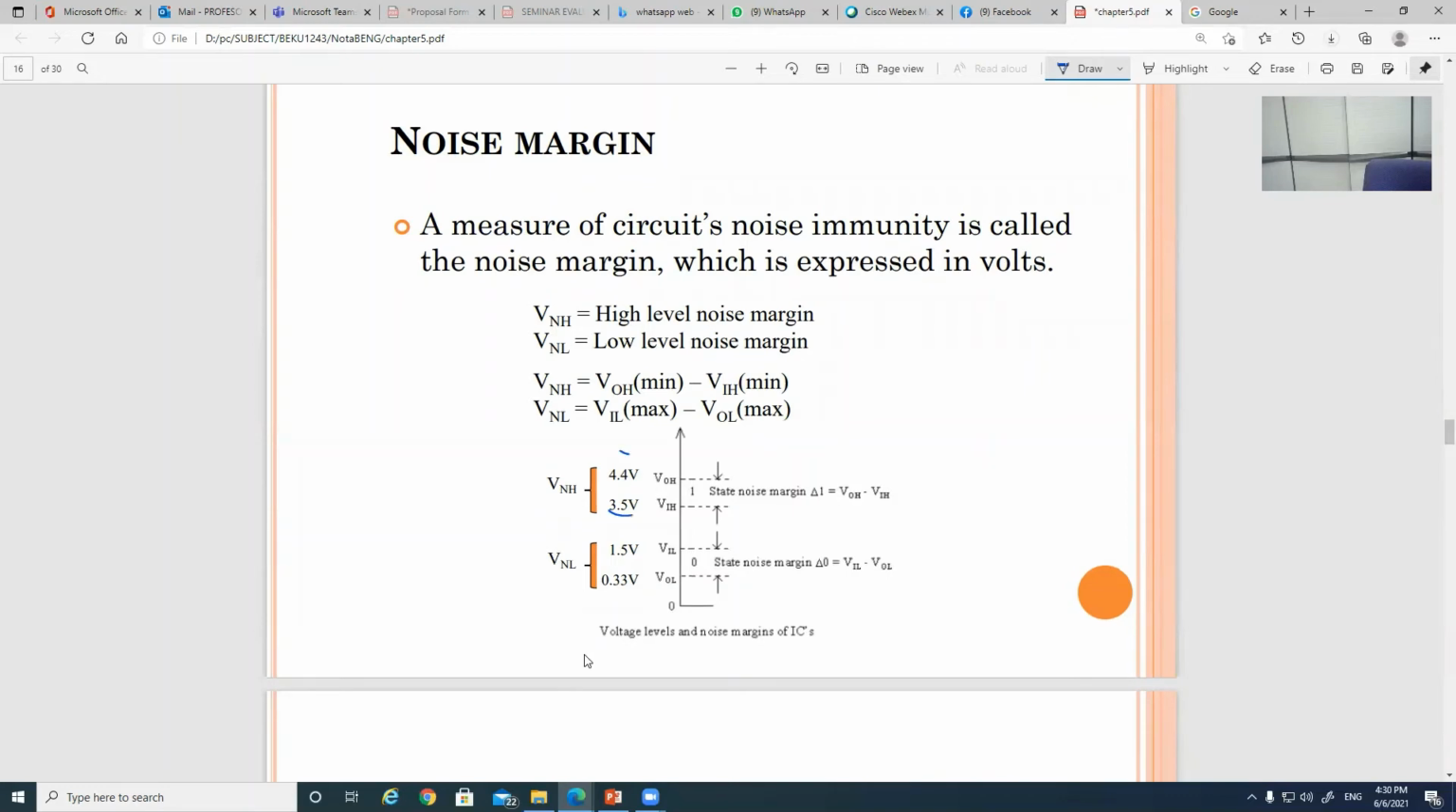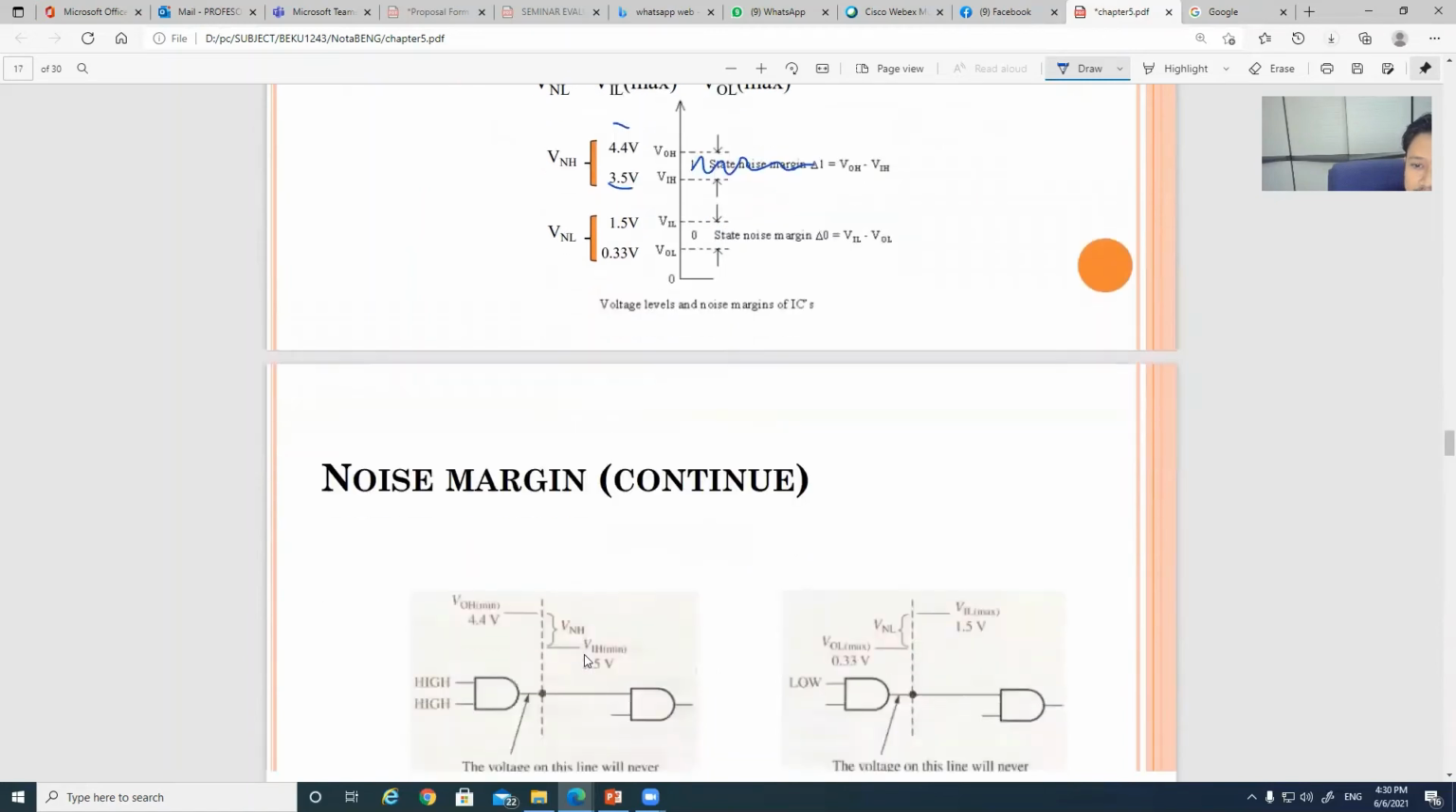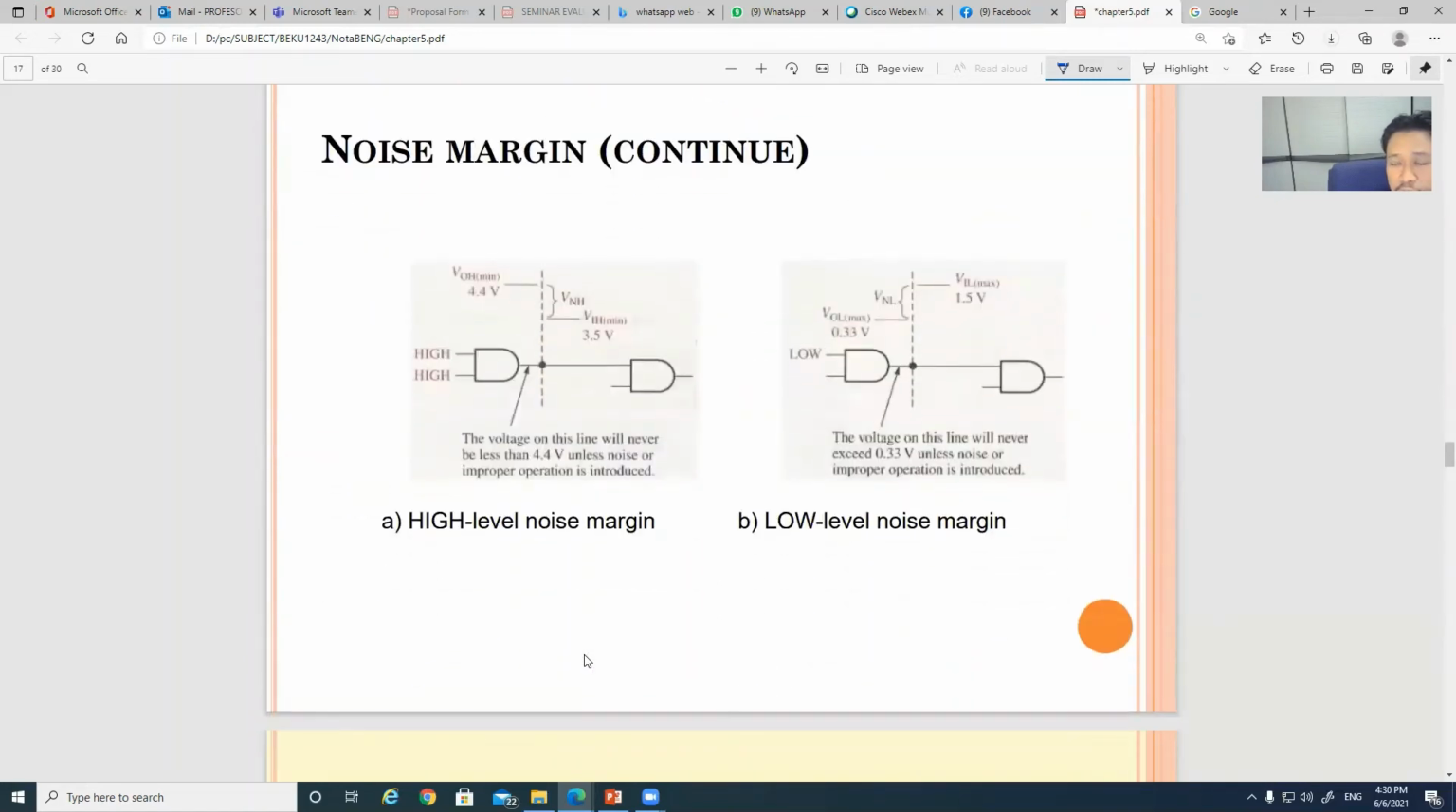For example, the noise will fluctuate within this range, like this. And for the low level noise margin, maybe from 0.33 to 1.5 volt. This one we can call the noise margin. So this is an example for the noise margin. We have high level noise margin and lower level noise margin. You can see here.